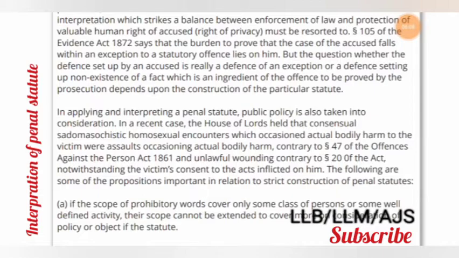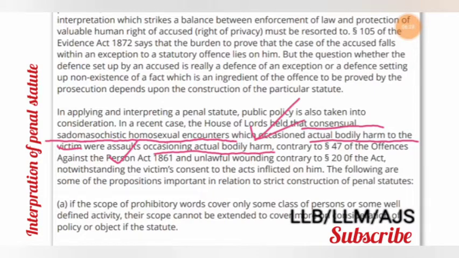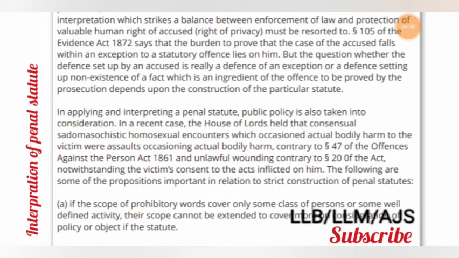So the kind of offence mentioned here, that is, consensual sadomasochistic homosexual encounters which occasion actual bodily harm to the victim. Contrary means against or in violation of Section 47 of the Offences Against the Person Act 1861, and unlawful wounding contrary to Section 20 of the same act. Notwithstanding the victim consents, here we see the word consensual. But notwithstanding the victim consents to the act inflicted on him.